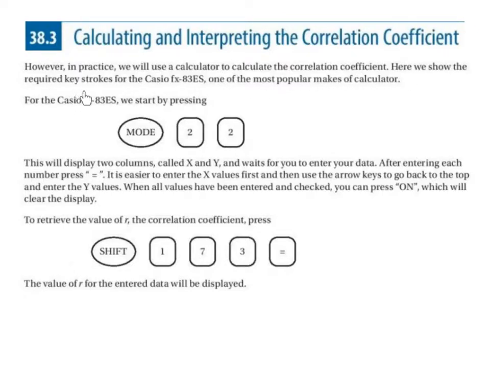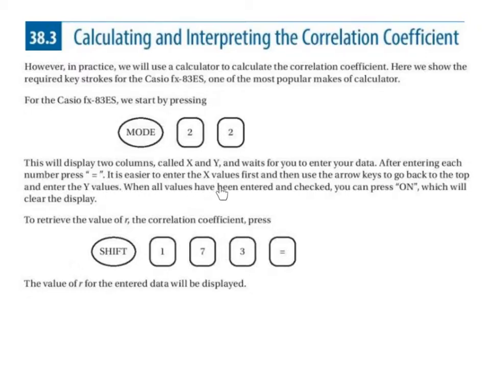For the Casio FX-A3ES, we start by pressing Mode, 2 and 2. This will display two columns called X and Y and waits for you to enter your data. After entering each number, press equals. It is easier to enter the X values first and then use the arrow keys to go back to the top and enter the Y values.